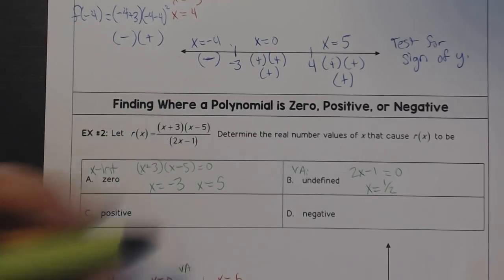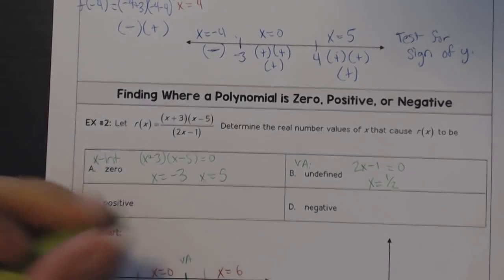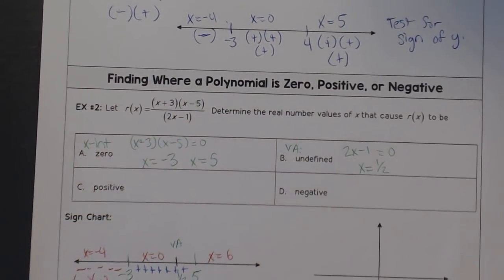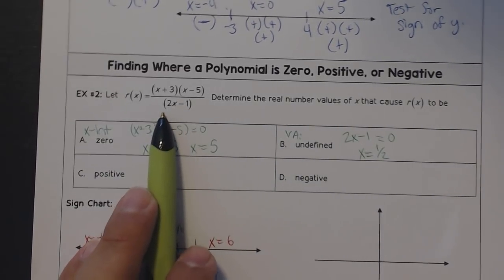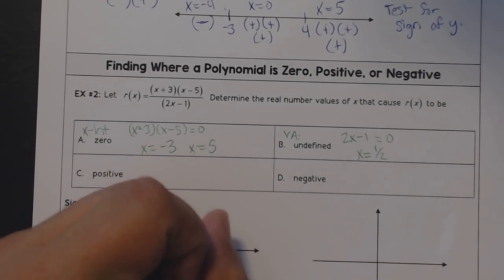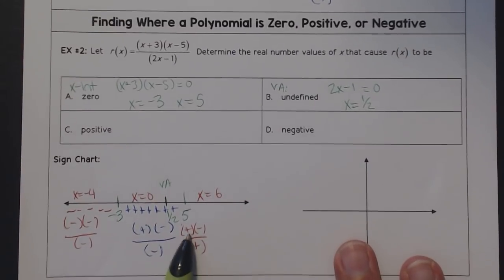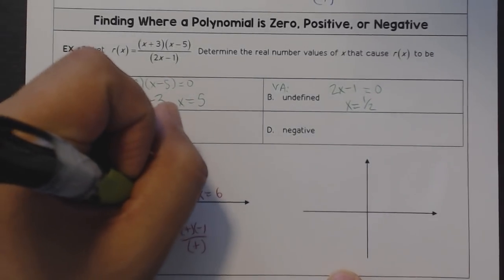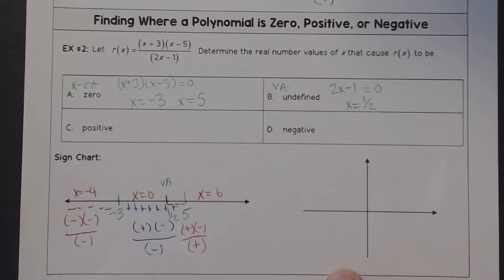Well, 1 plus 3 gives me a positive. 1 minus 5 gives me a negative. And if I put a 1 here, 2 minus 1 gives me a positive. So what happens here is I get a positive times a negative over a positive, and that gives me a negative. So I'm going to get negative signs here. So negative signs are happening between 1/2 and 5.